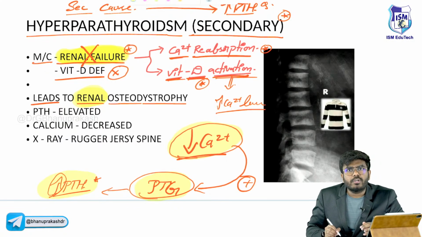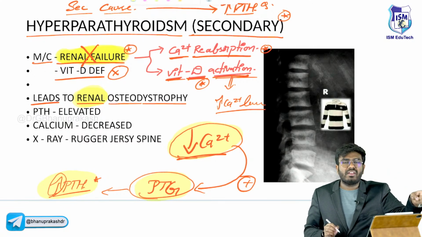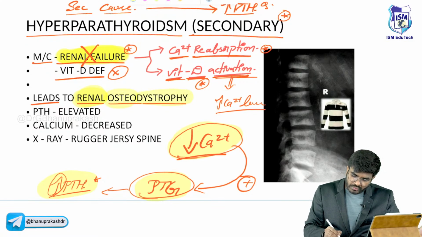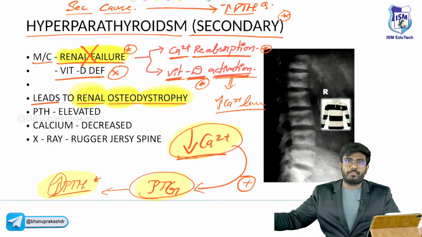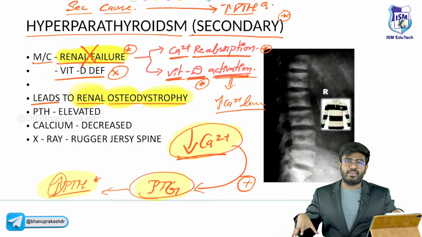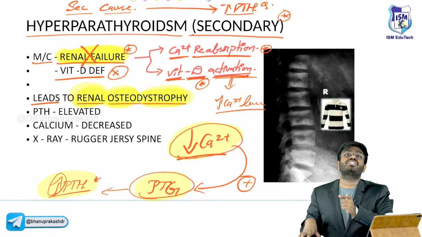What will parathyroid hormone do? Parathyroid hormone causes bone destruction. Whenever there is bone destruction, there is osteodystrophy, bone damage. So it's the renal problem which is leading to the bone problem. In your future you will understand that a patient who has renal failure will have secondary hyperparathyroidism, which will cause bone destruction.